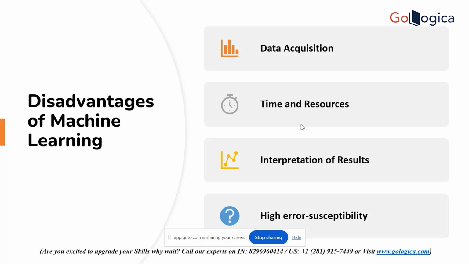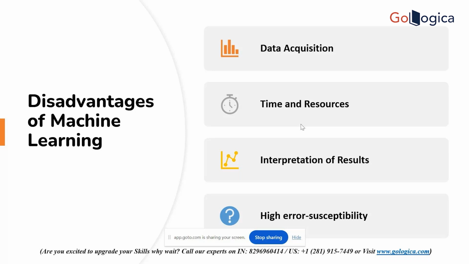The next comes time and resources. Machine learning needs enough time to let the algorithms learn and develop enough to fulfill their purpose with a considerable amount of accuracy and relevancy. It also needs massive resources to function. This can mean additional requirements of computer power for you.